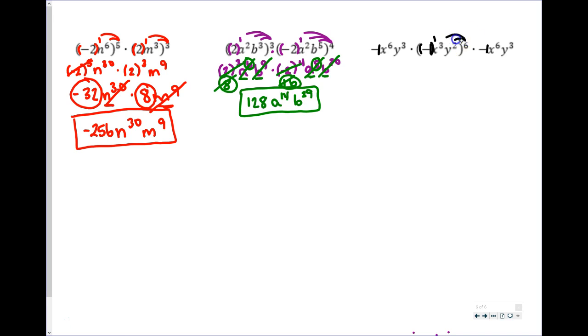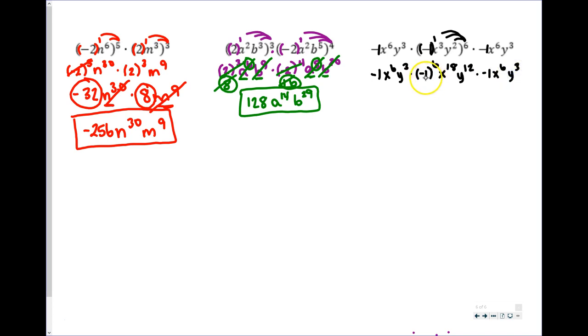Now we're going to distribute the 6, okay? I'm going to carry down all this crud. Negative 1, x to the 6, y to the 3rd, because I can't do it yet. And then I'm going to simplify the parentheses. I've got negative 1 as my base. 1 times 6 is 6, okay? Then I have an x as a base, and 3 times 6 is 18. Then I have a y as a base, and I get 2 times 6, which is 12. And then I'm going to carry down the rest of this, okay?